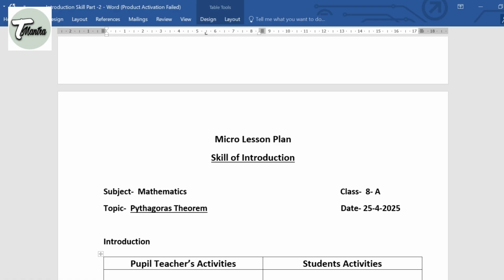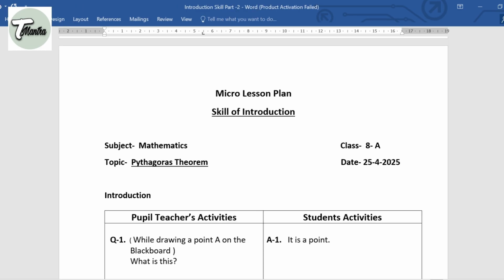So now suppose you have to make a micro lesson plan for class 8th. The subject is maths and your topic is Pythagoras theorem. Now here you have to keep in mind that whatever activity you will do, you have to mention in the plan in brackets. Like while drawing a point A on the blackboard, the first question you can ask is, what is this? The expected answer from the students would be, it is a point.